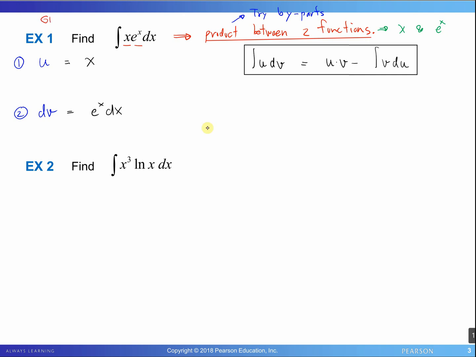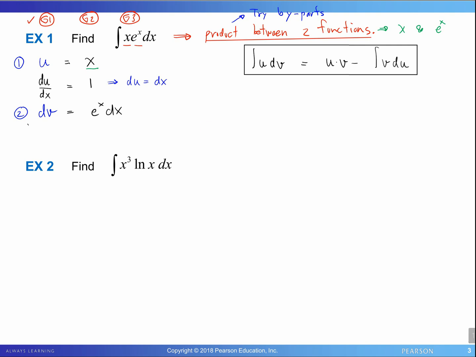G1, u can be differentiated. G2, dv can be integrated. And G3, du is simpler than u. Now let's check G1 by differentiating u with respect to x. It's going to be equal to, we diff this x with respect to x, we get 1. Since we can differentiate u here, it means that G1 is satisfied. So let's check right here. From this, we also know that du is equal to dx. And now let's check G2. Let's try to integrate dv.